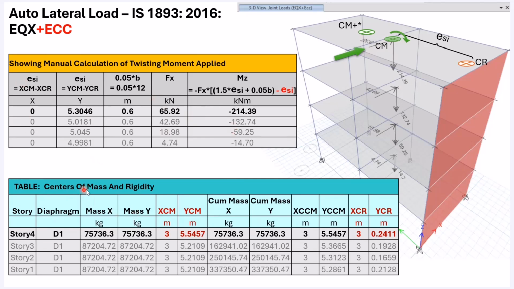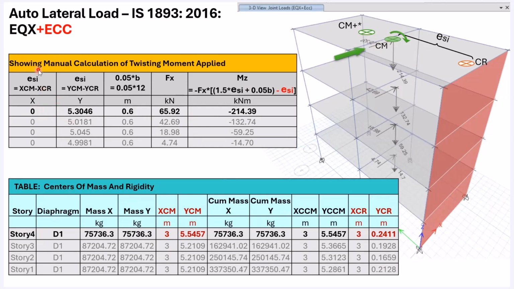Now, let us look at the second table, center of mass and rigidity for this building. You can see the center of mass and then center of rigidity for each story level. I'm picking up only the first one, the roof level. You can see 0.24, that's why it is here in the y direction. So when you are applying the lateral force in the x direction, the shift is in the y direction for the center of mass, positive and then negative. This is considering only the positive.